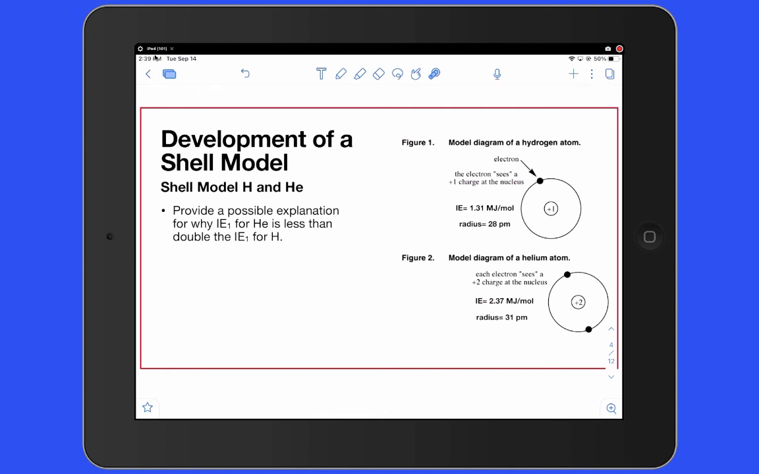Who else has an idea of what it might be? It is related to charge. Zoe? Is it because there's another electron and they have negative charges, and they repel each other? So the repulsion between those two electrons is reducing the attraction to the nucleus.